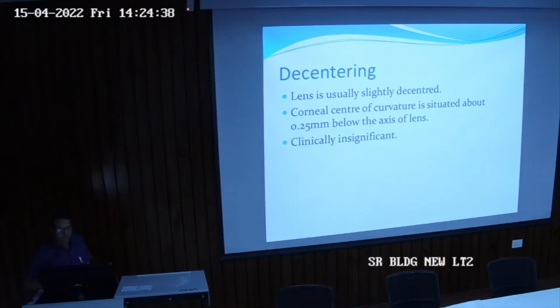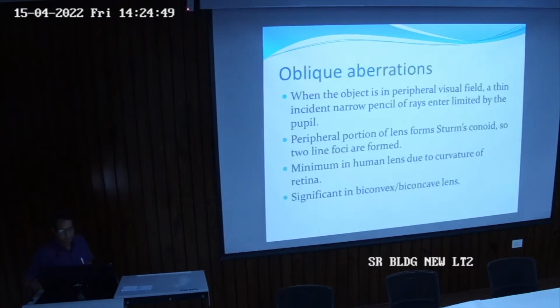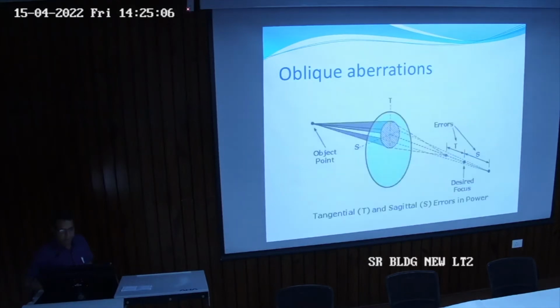Decentering: the lens is usually decentered, but the corneal center of curvature is situated about 0.25 mm below the axis of the lens, so it is clinically insignificant in the human eye. Oblique aberrations: when the object is in the peripheral visual field, a thin incident narrow pencil of rays limited by the pupil enters. The peripheral portion of the lens forms Sturm's conoid, so two lines of foci are formed. It is minimal in human lenses due to the curvature of the retina.